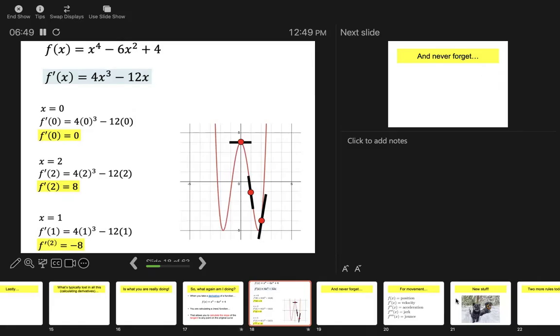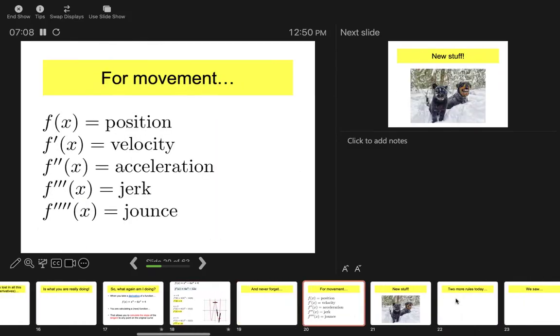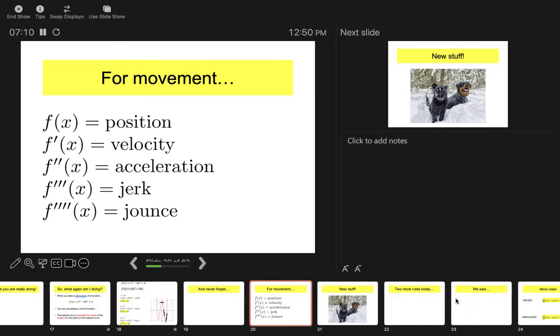Okay. So what are you doing when you take a derivative? Finding the slope. You're getting a function that gives you the slope of any point along the original function, or the slope of the tangent at any point along the original curve, right? Don't ever forget that.